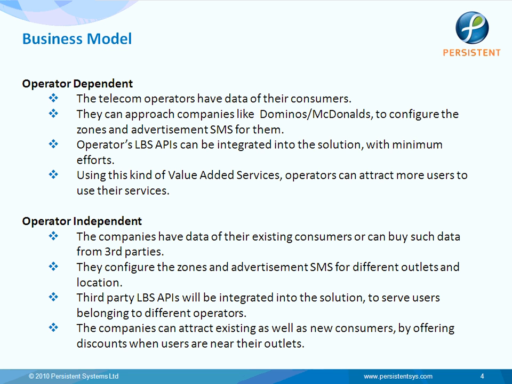On the contrary, in operator-independent model, the companies buy data of potential customers from third party. They configure the zones and advertisement SMS for different outlet locations. Third-party LBS API are used here and integrated into solution to send messages to consumers belonging to different operators. The companies can in this way attract their existing customers as well as the new customers and reach out to them with their different discounts and other offers which they have for them.